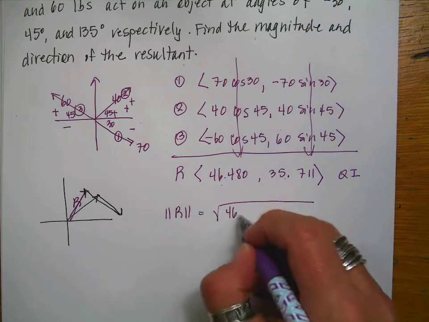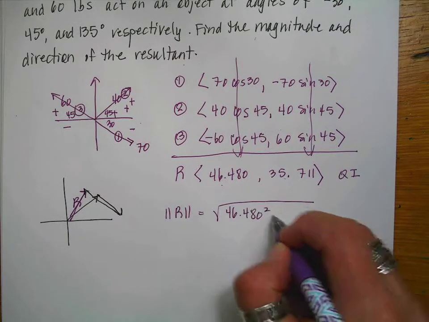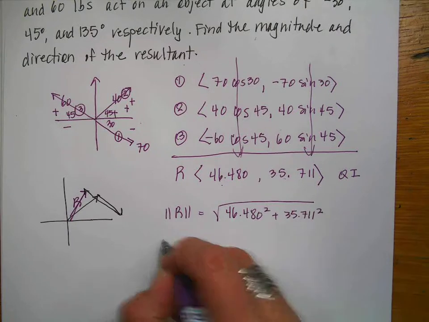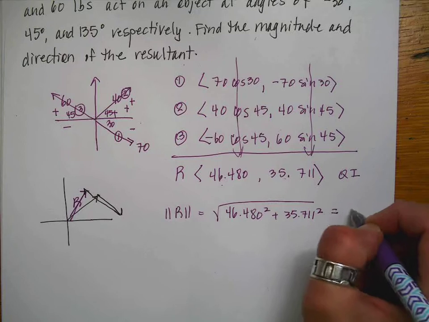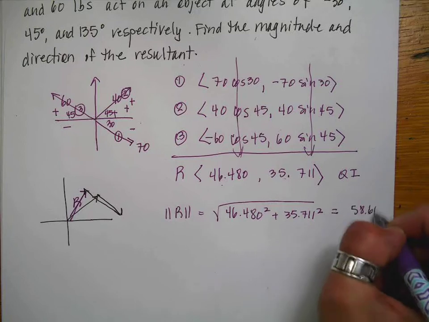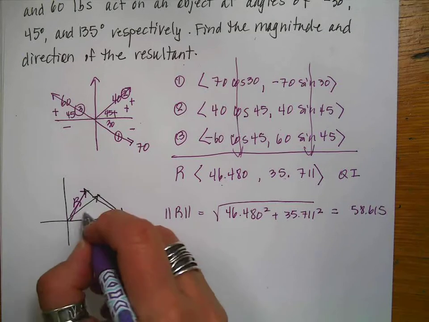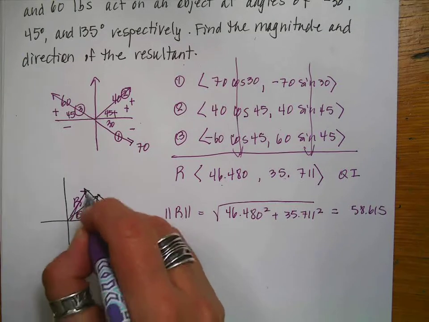So now I can find my magnitude. My magnitude is the square root of the 46.480 squared and the 35.711 squared. So I get that my resultant is 58.615. I'll report in a minute.